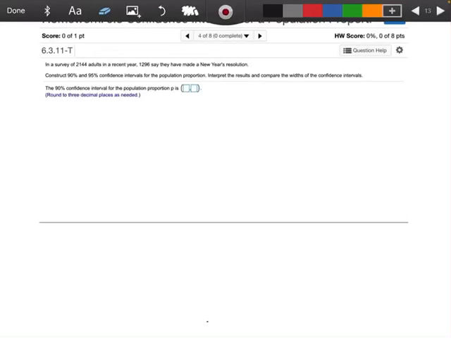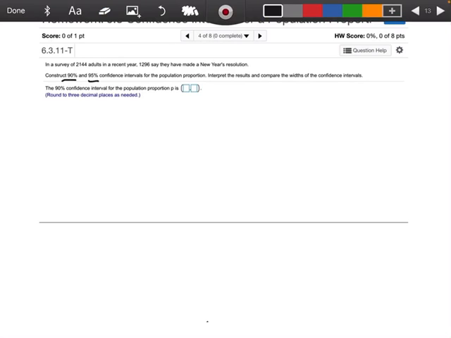6.3, this is number 4 in the homework. And the directions here say, in a survey of 2,144 adults in a recent year, 1,296 say they have made a New Year's resolution. It says construct a 90% and a 95% confidence interval for the population proportion, interpret the results, and compare the widths of the confidence intervals.